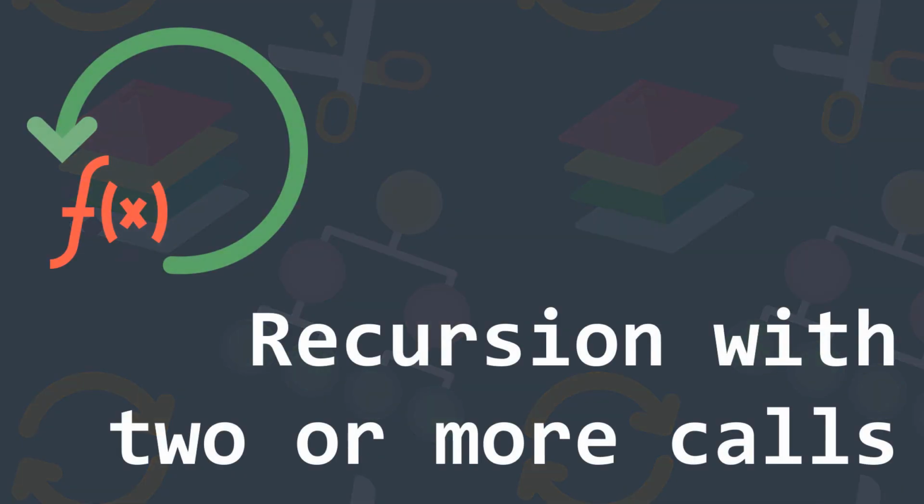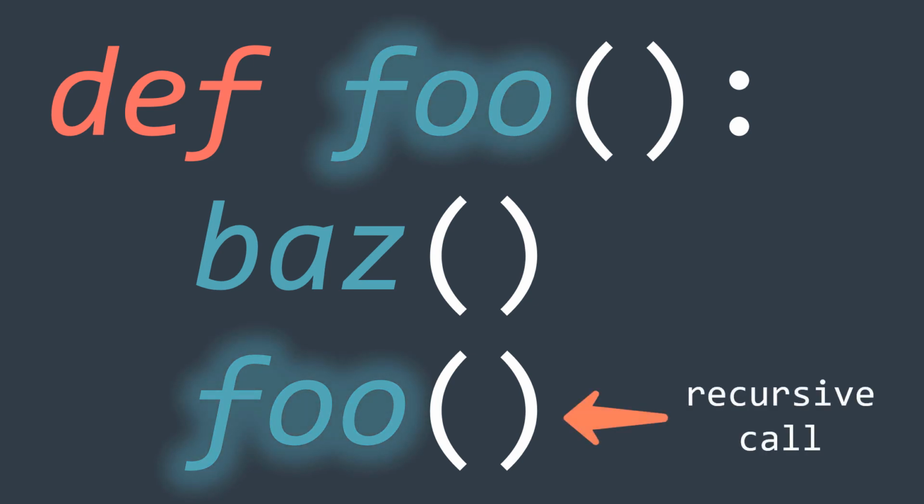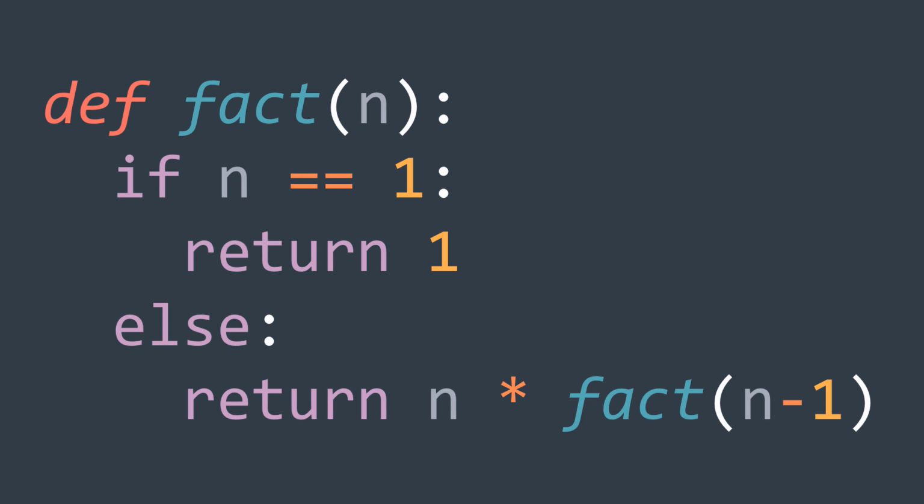Welcome to this new lecture where we'll see recursive functions with two or more recursive calls. A recursive call is when we call the same function again. In our function, we can have calls to other functions, but when we call the same function, we say that it's a recursive call. The majority of examples we've seen so far had only one recursive call, like the factorial function.